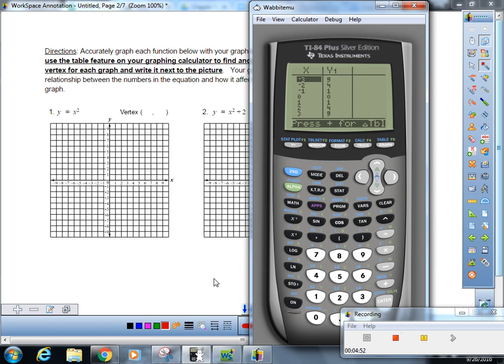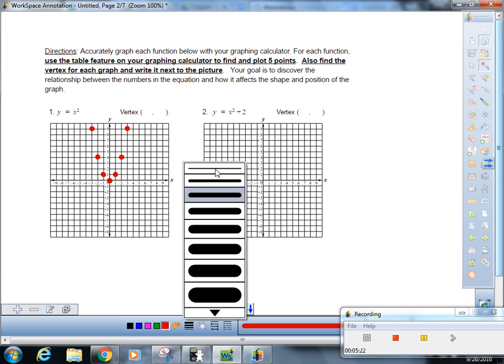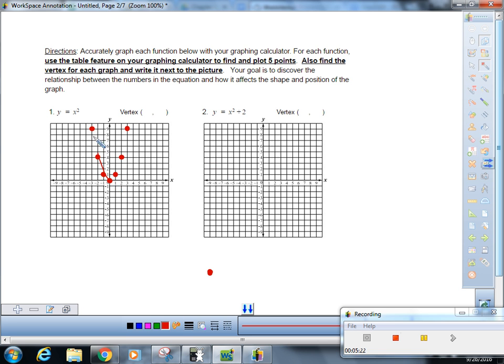So I want you very quickly to put those points on: 0, 0, 1, 1, -1, 1, 2, 4, -2, 4, 3, 9, -3, 9. Now you can see the parabolic shape forming. Just really easily sketch that curve. Remember that it is curved. It is not a line anymore.